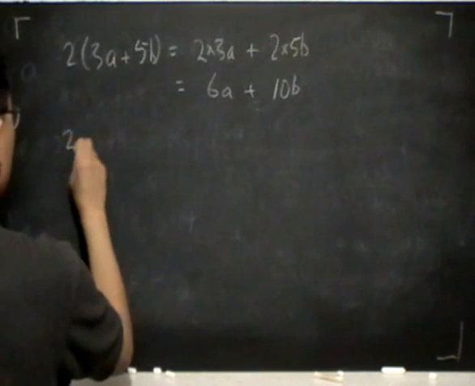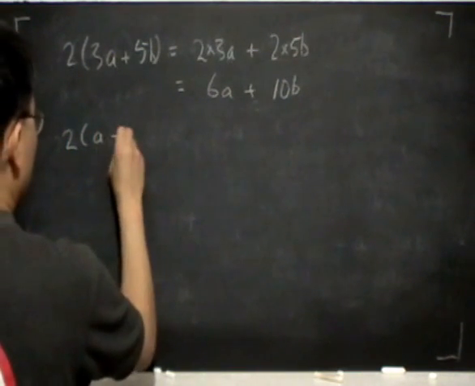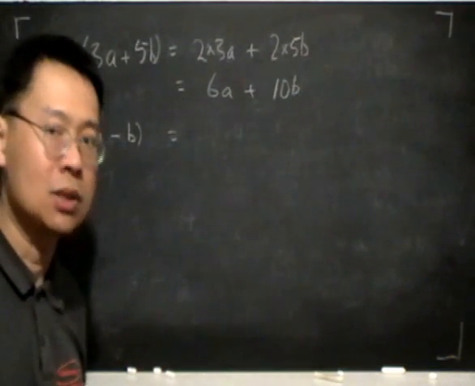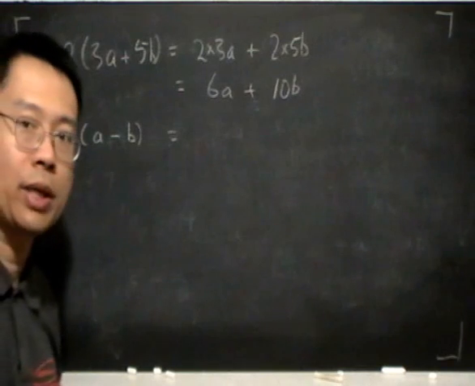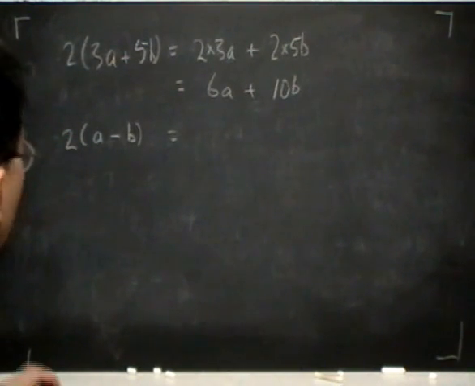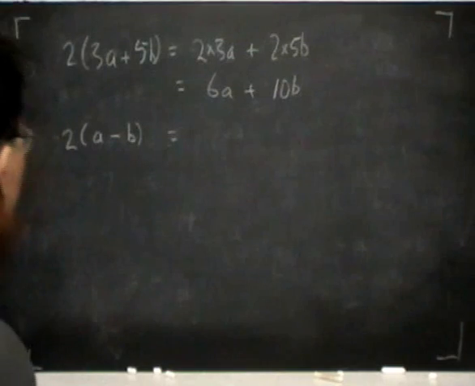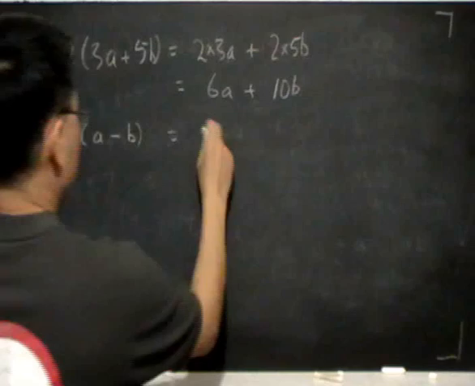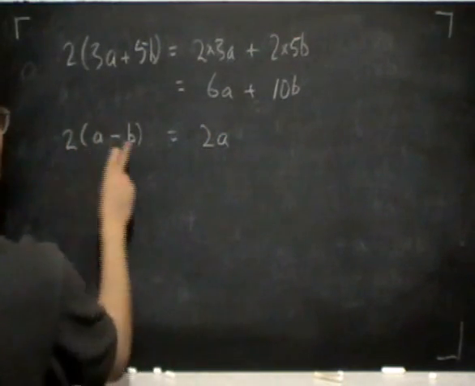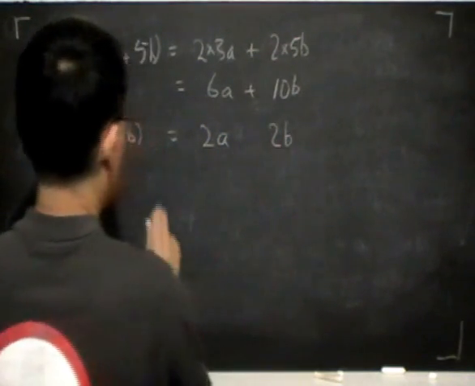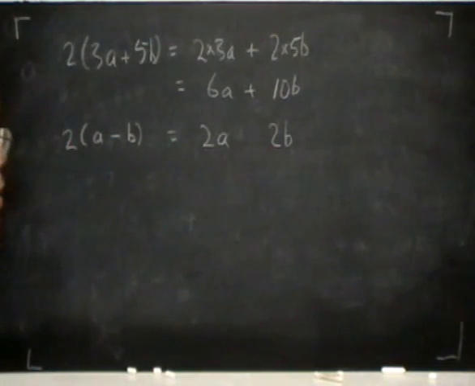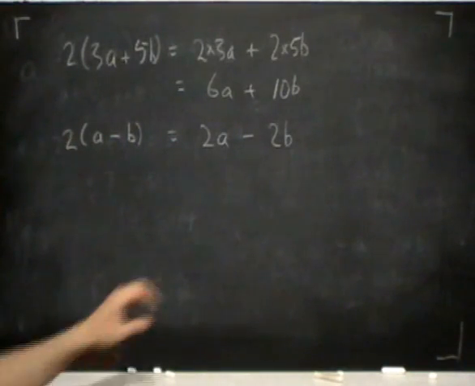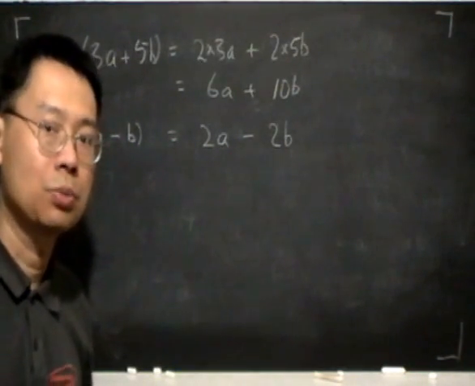Let's try this. 2 bracket a minus b. Now we introduce a minus sign in the bracket. So if I now want to remove the bracket, I'll get 2 times each term in the bracket, so that would be 2a. The next term would be 2b. And because of the minus sign there, I'll have a minus sign here after removing the bracket. 2a minus 2b.